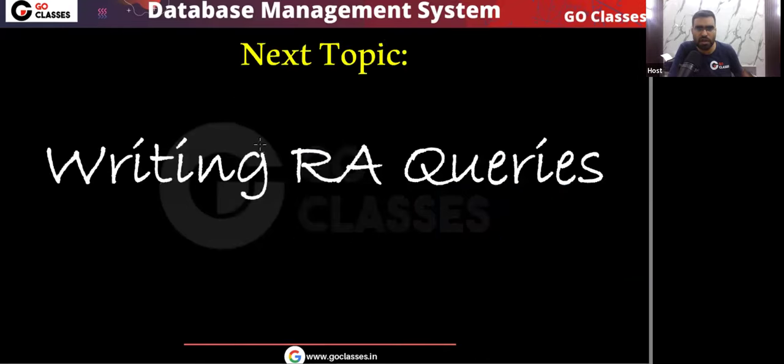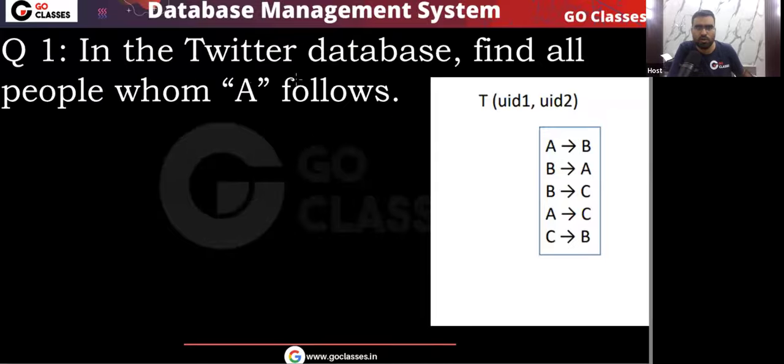Now we are going to write some relational algebra queries. So let's write the relational algebra query for this problem. Find all people whom A follows. So tell me how to write the relational algebra query for this statement. From the Twitter database, find all people whom A follows, means those people whom this person A follows.